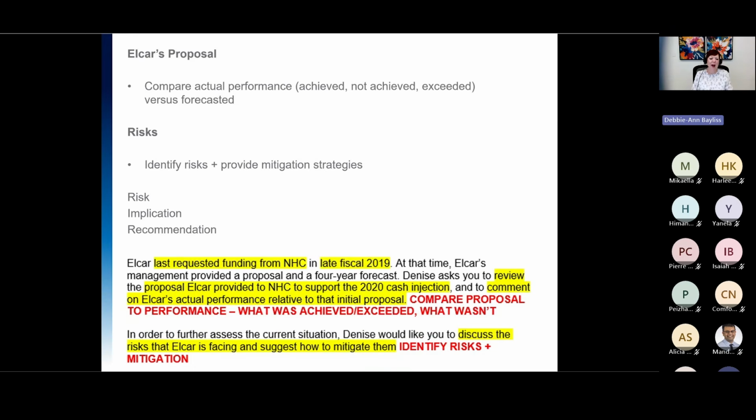So in the next few paragraphs, there's 2 more requirements. So for Elgar's proposal, we need to compare the actual performance. And so I put a bracket in to remind myself to talk about: did they achieve their goal? Was it not achieved? Was it exceeded versus the forecast? The next requirement is that they've asked us to identify the risks and provide mitigation strategies. So an appropriate format to use is a version of the WIR, which is risk, implication, and recommendation.